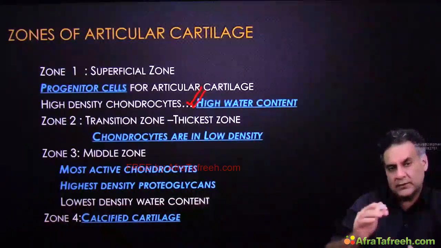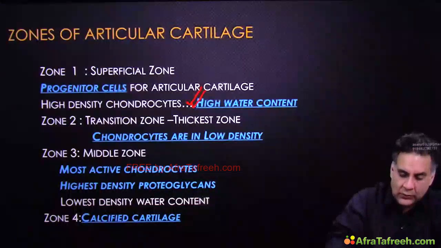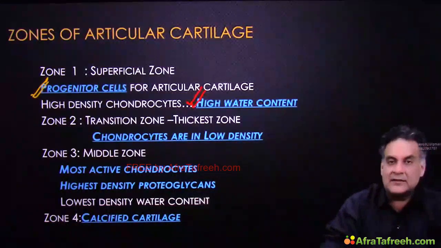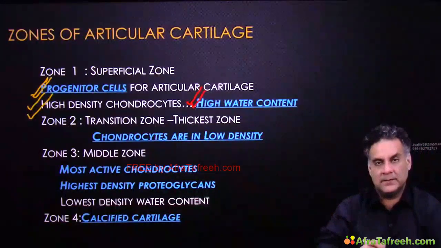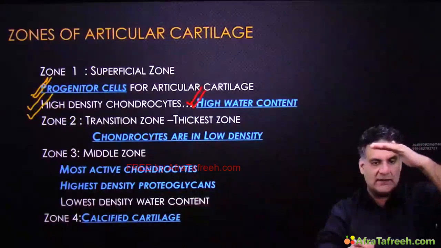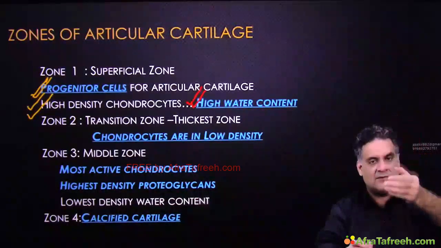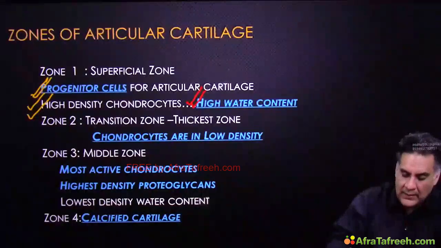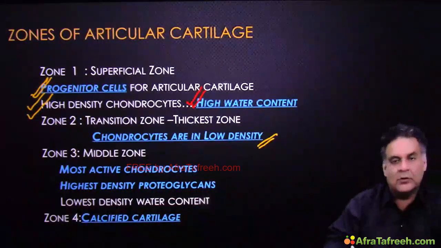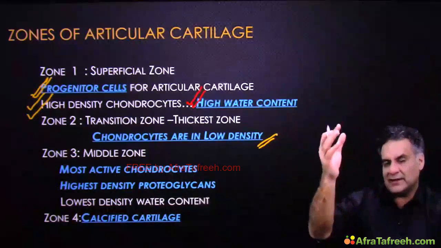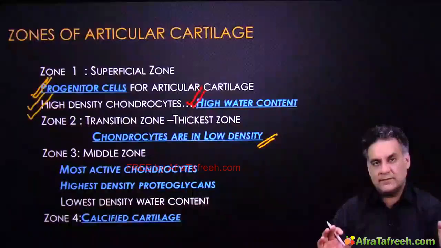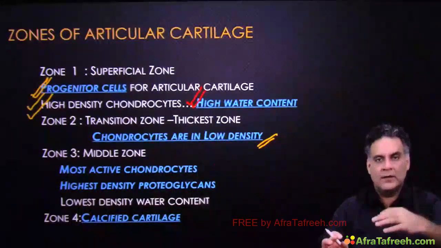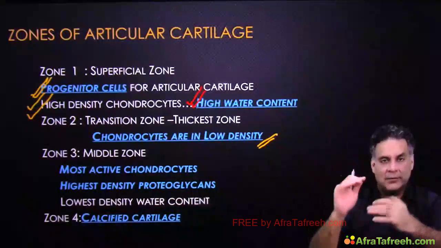The top zone also has a good reservoir of cartilage cells and a high density of chondrocytes. Just beneath the superficial zone is the thickest zone, called the transition zone. Here you have chondrocytes in low density. Just beneath, there is plenty of deficiency. That is zone 2. Zone 3 and 1 are opposite.